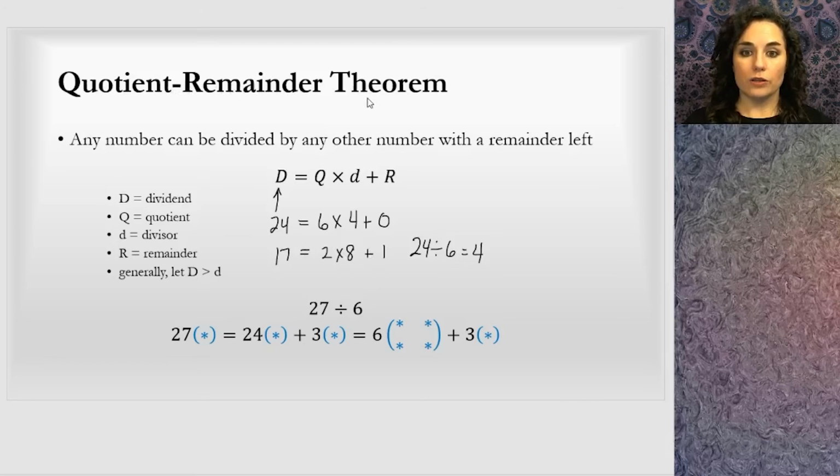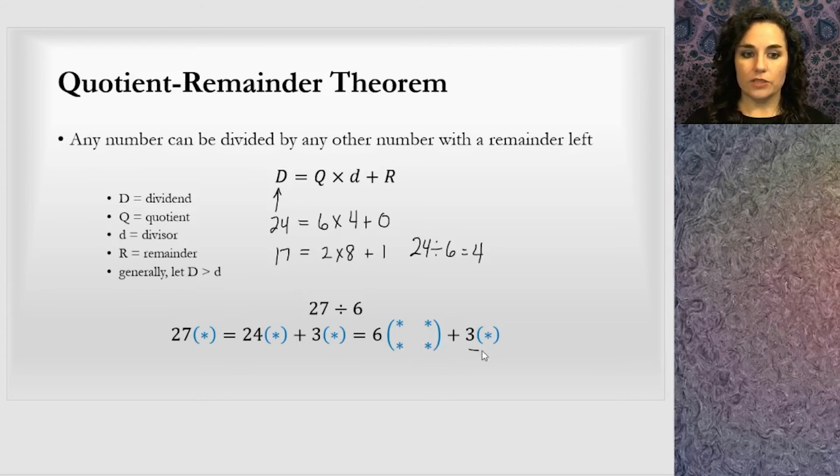And this is what we call the quotient-remainder theorem. I can take any number and divide it by the divisor. That will give me a quotient and a remainder. So in this situation with 27, 27 can be divided into 24 plus 3. And I know 24 is 6 times 4.